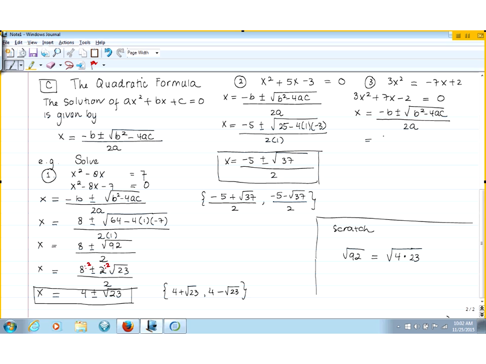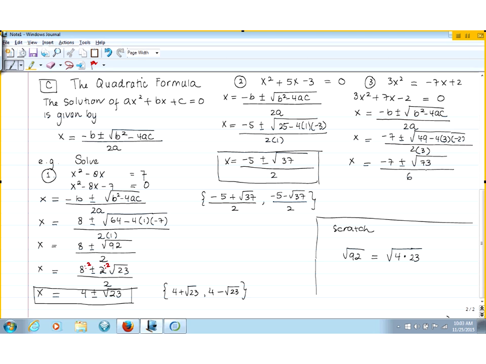Negative b, what is negative b? Negative 7 plus or minus b squared. What is b squared? 49 minus 4 times 3 times negative 2 divided by 2 times 3. Okay. So what is this? Negative 7 plus or minus square root of 49 plus 24. What is 49 plus 24? 73. All over 6. Yes.